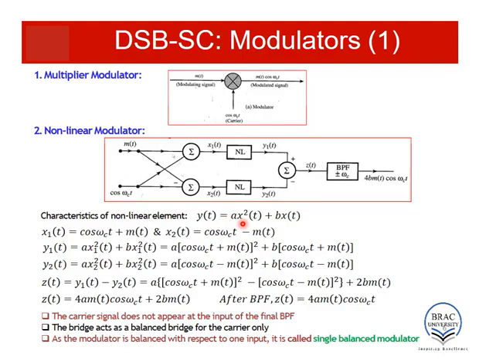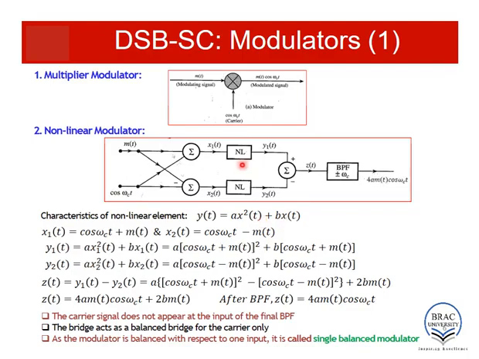If the input signal is x(t), then the output signal y(t) will be some constant a multiplied by the square of the input, x squared(t), plus another constant b multiplied by the input signal x(t). The input to this nonlinear block is x1(t) and the output is y1(t). The y1(t) will be a x1 squared(t) plus b x1(t). Now if we input the value of x1(t) in this equation, the equation looks like this: a into (cos ω_c t plus m(t)) whole squared plus b into (cos ω_c t plus m(t)).